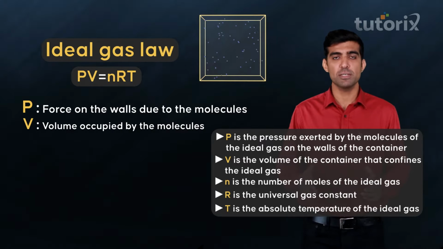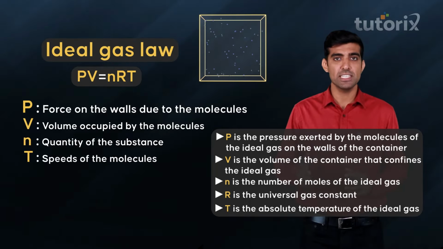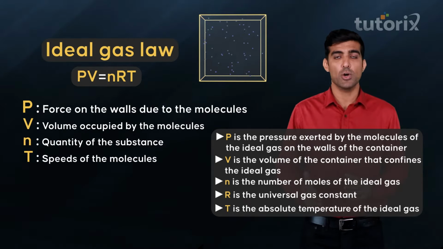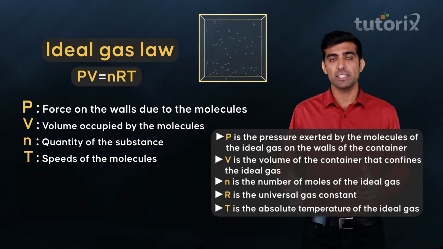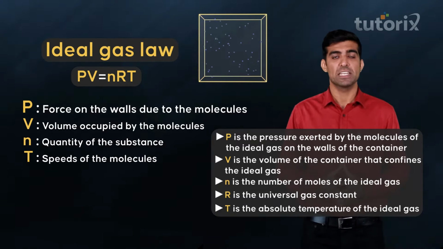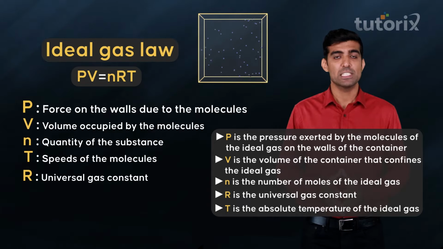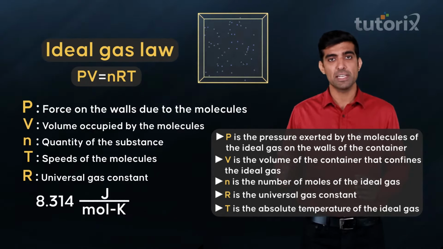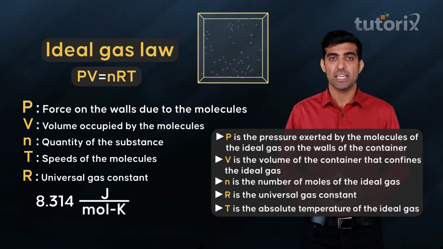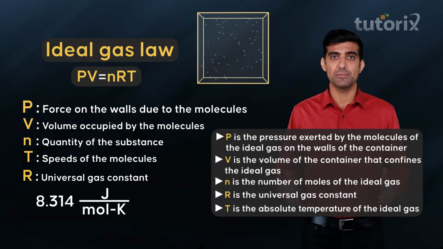The number of moles depends on the quantity of the substance taken. The temperature T results from the speeds of the molecules. The higher the speeds, the more will be the temperature of the system. Lastly, R, which is the universal gas constant, does not depend on anything. Its value is 8.314 joules per mole per Kelvin in the SI units. It does not depend on its surroundings, and it does not depend on the gas taken.